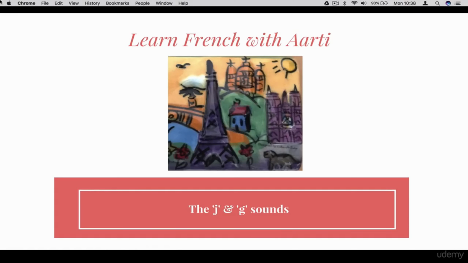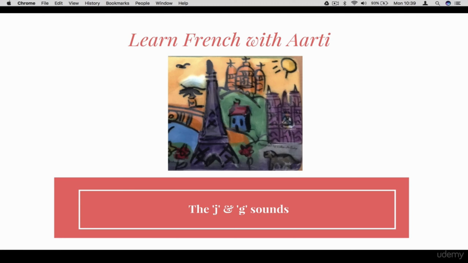Our lesson today covers the J and G sounds in French. I'm sure you remember the sounds of J and G from our lesson on the alphabet. G is sounded as J and J is sounded G.